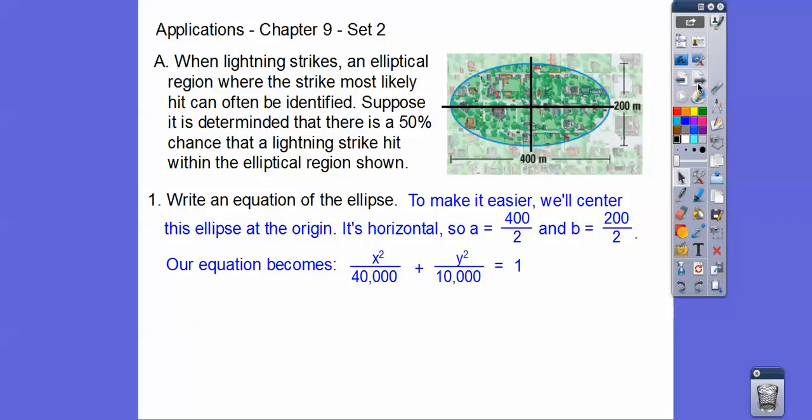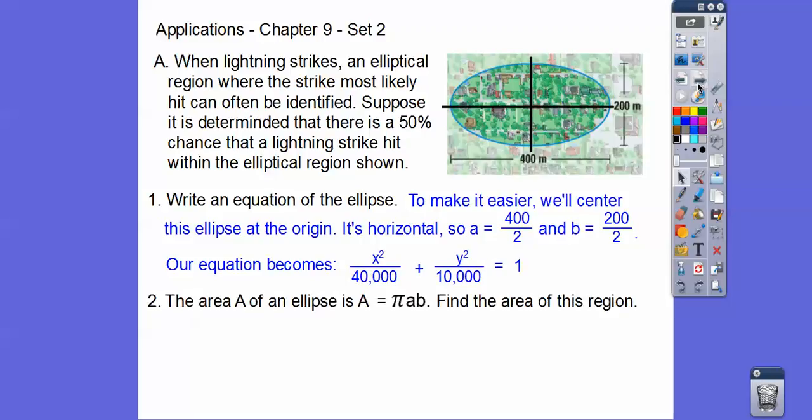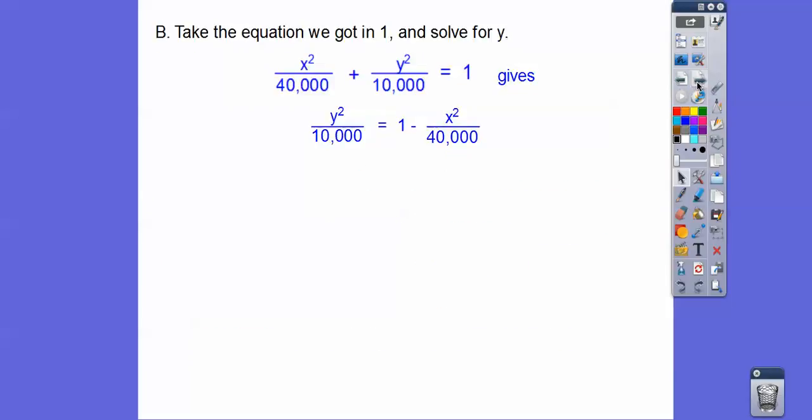All right, so then the second part says that the area of this ellipse is pi times a times b. So let's find the area. This is going to be the exact area, and then we're going to do some approximating areas here in a little bit. So the area is going to be pi times a is 200, b is 100, and so we get around 62,800 square meters. Since these are in meters, that's almost 63,000 square meters where that lightning strike hits.